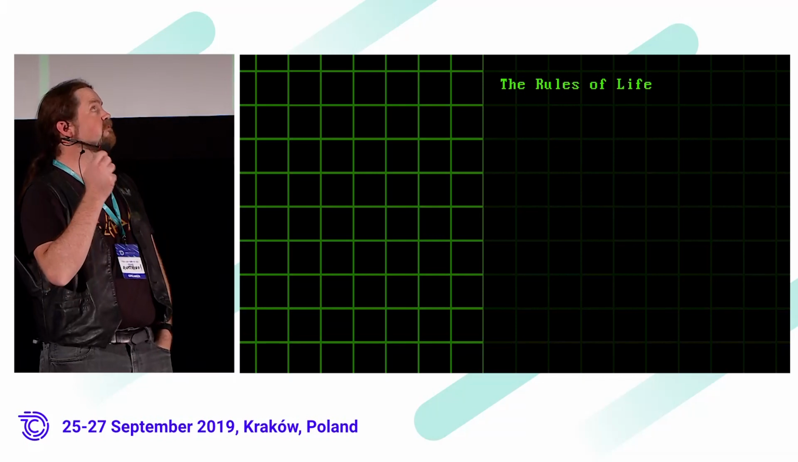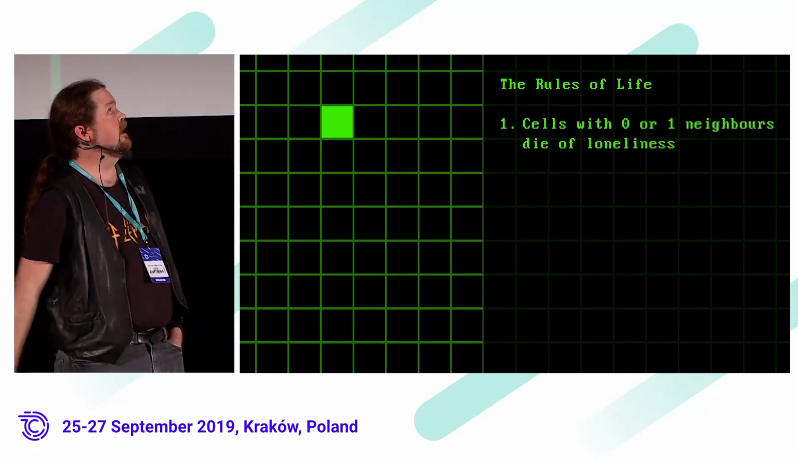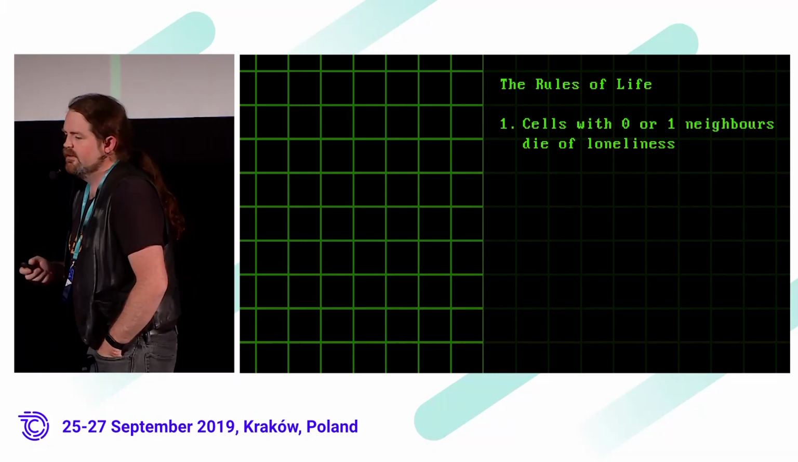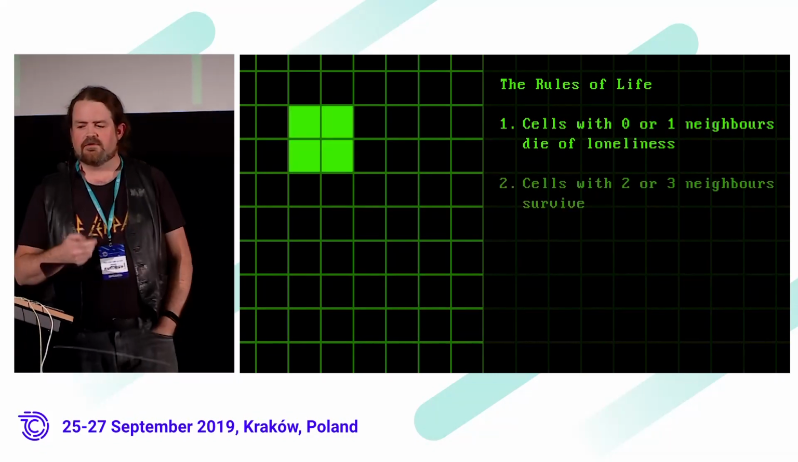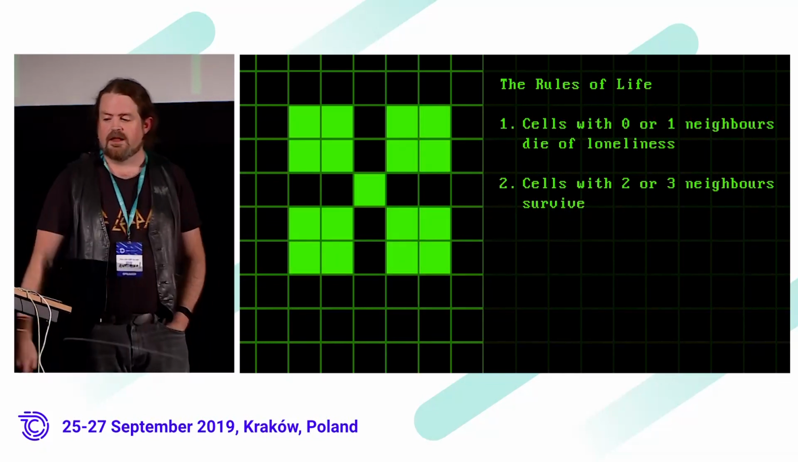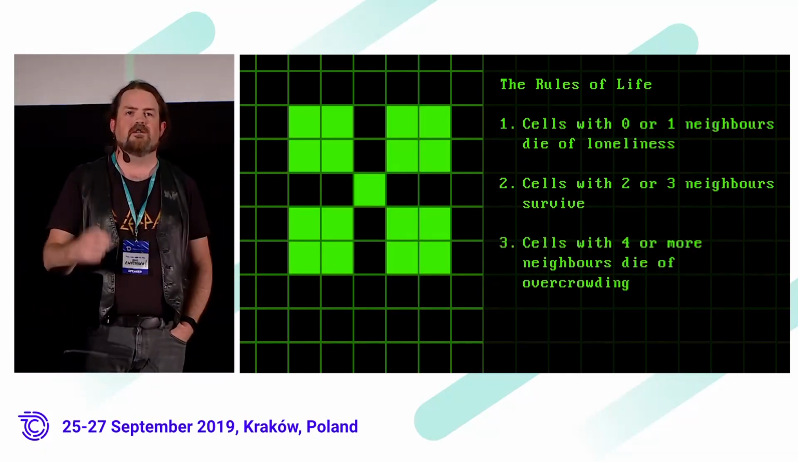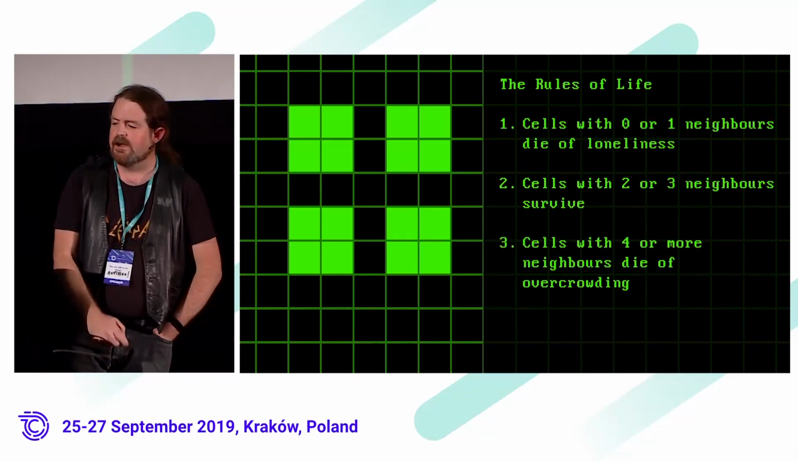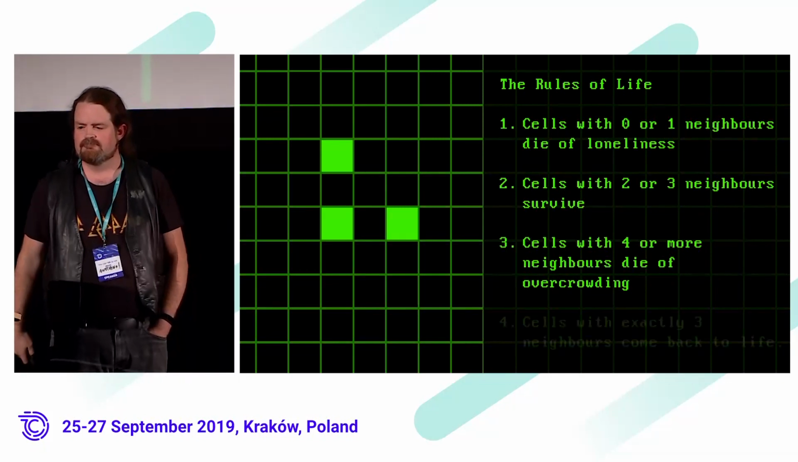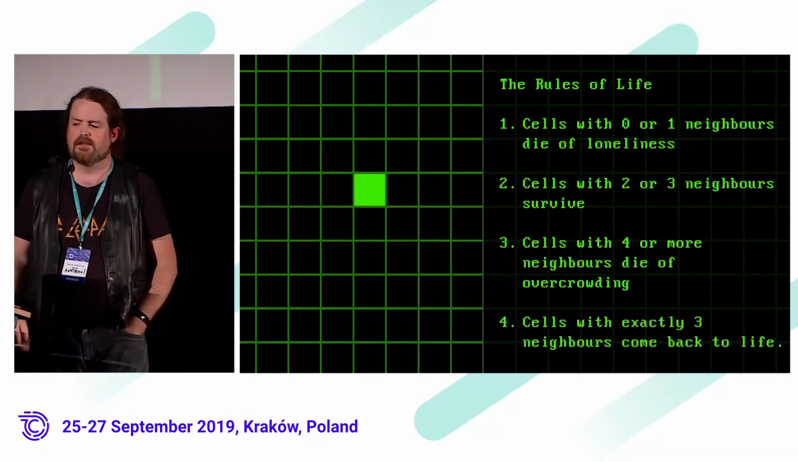The rules of life. First of all, if a living cell has 0 or 1 neighbors, it'll die of loneliness. If a cell has 2 or 3 neighbors, it survives. It's happy. If a cell has 4 or more neighbors, it will die of overcrowding. And finally, if a dead cell has exactly 3 neighbors, it'll come back to life in the next generation.